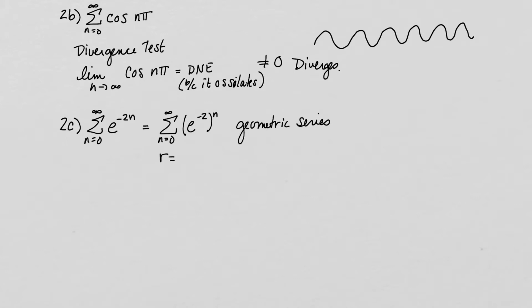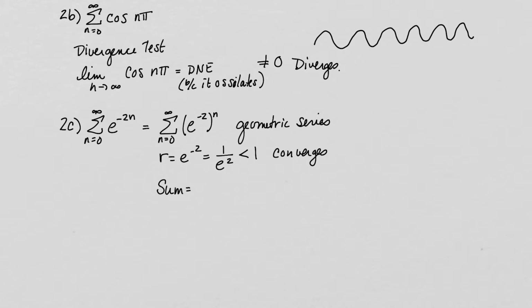R here is e to the negative 2. Remember, e to the negative 2 is 1 over e squared. It's positive, and it is less than 1. So that means it converges. And since it converges, I can find the sum.